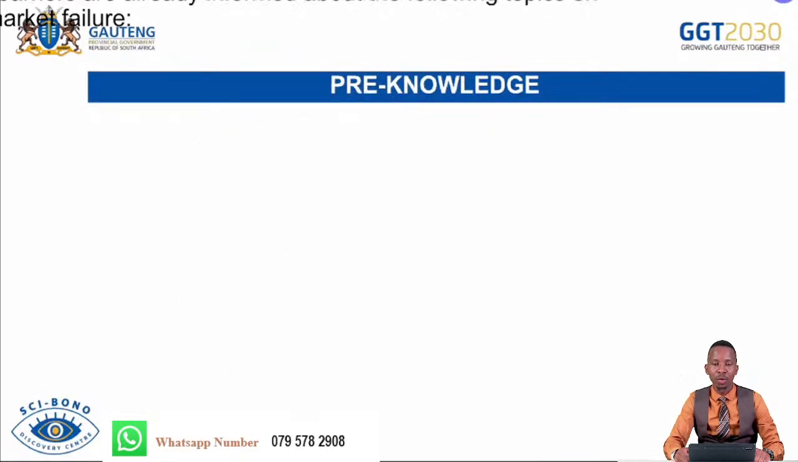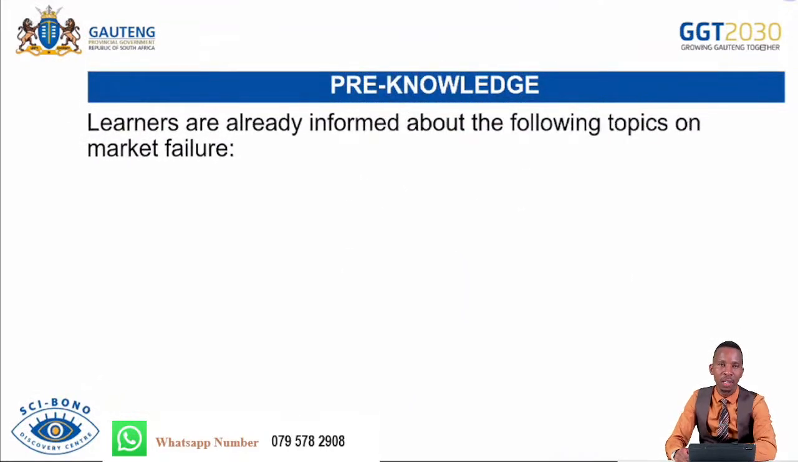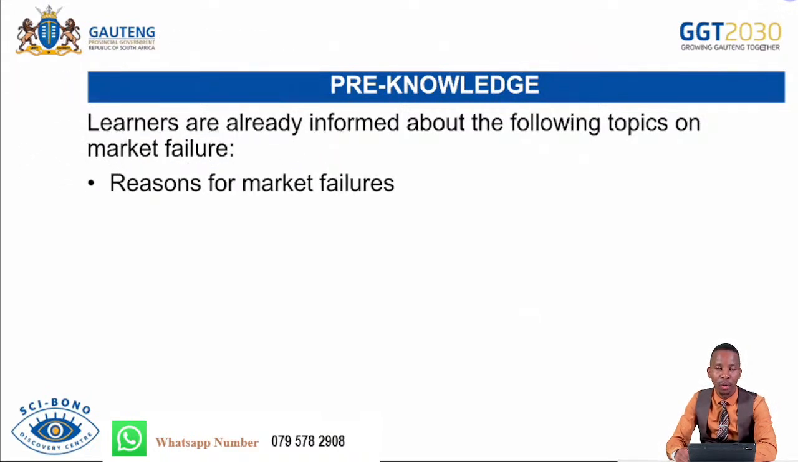It is believed that you already know the following because it's been covered in our previous lessons. Reasons for market failure are well known, they've been covered. The cost and benefit analysis have been covered.